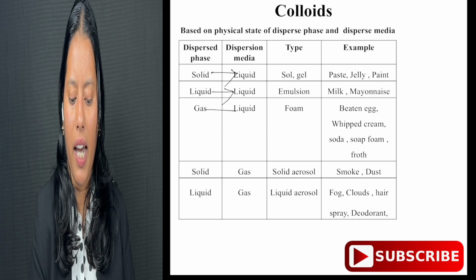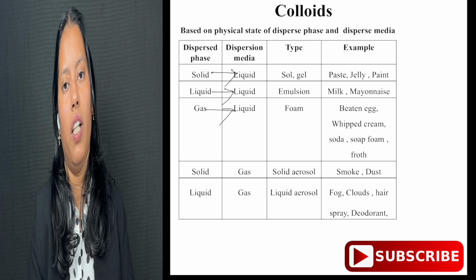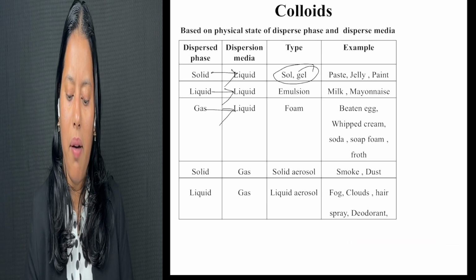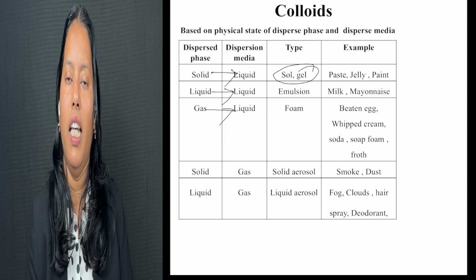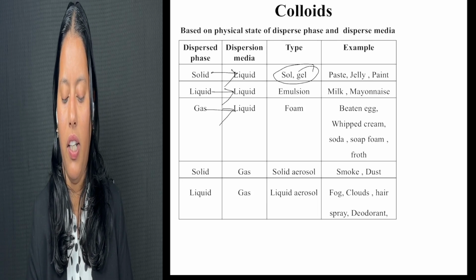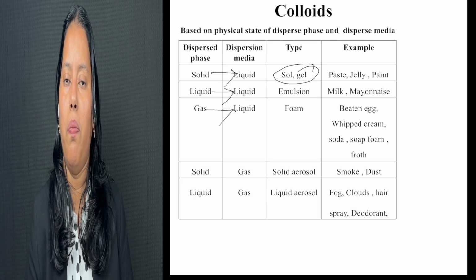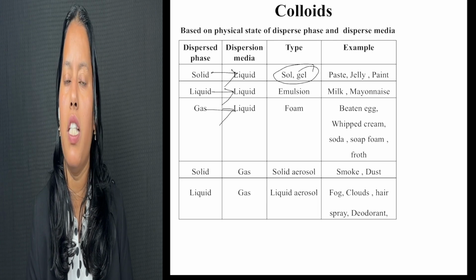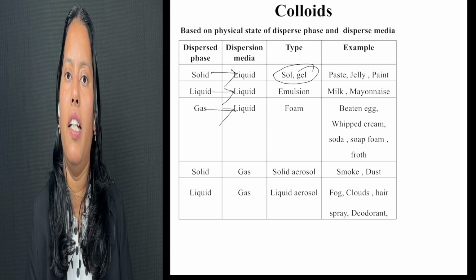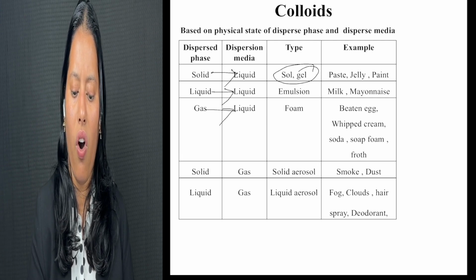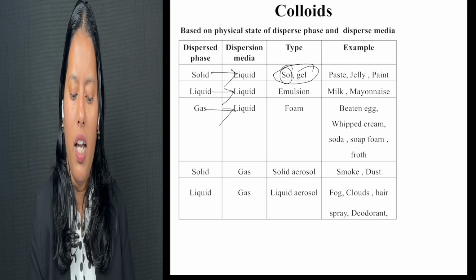Next you have solid distributed into liquid, liquid into liquid, and gas into liquid. Whenever the solid is distributed into liquid, it is called a sol or gel. Examples are paste and jelly. Whatever solution you prepare from HPMC, HPC, carbopol, gelatin, or starch are examples of solid distributed into liquid. These are all called sols.